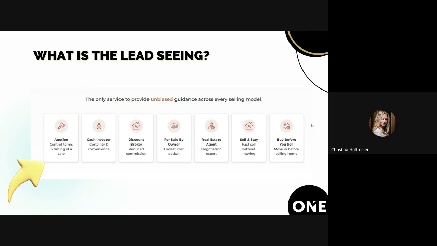Real estate agent. Some of them just come on because they don't have a real estate agent. They don't know how to get in contact with a real estate agent. They don't have any referrals for real estate agents. So this one's pretty self-explanatory.